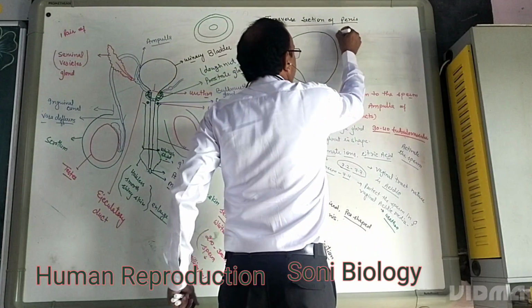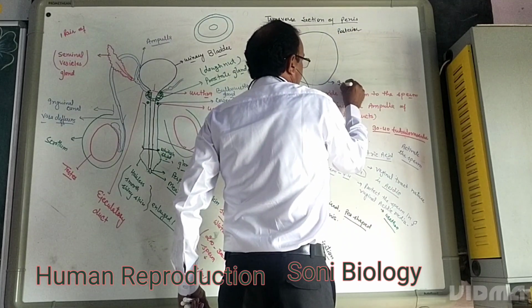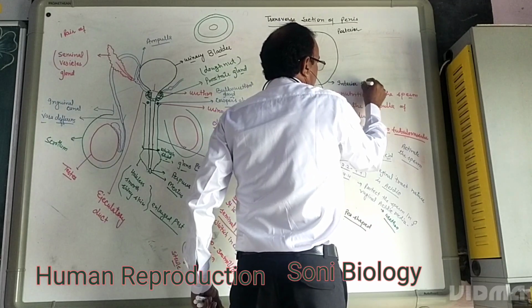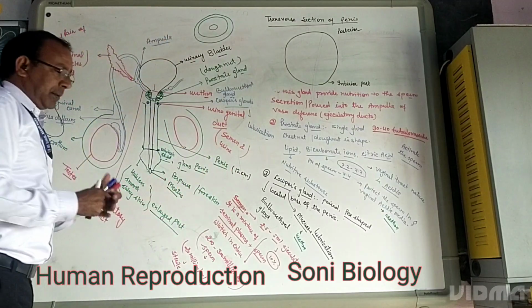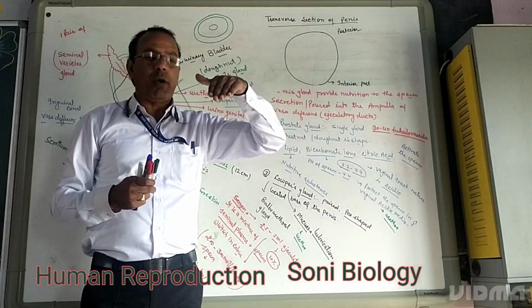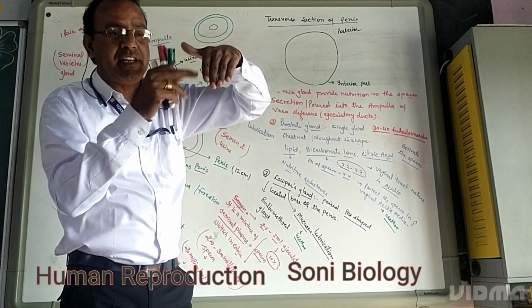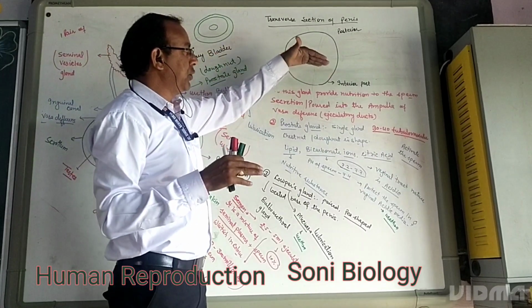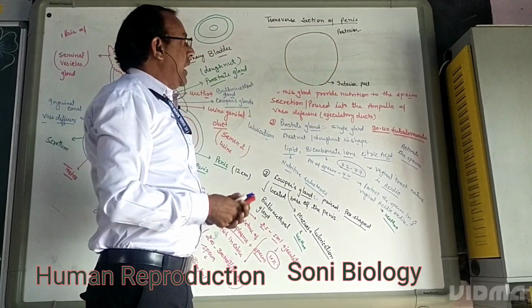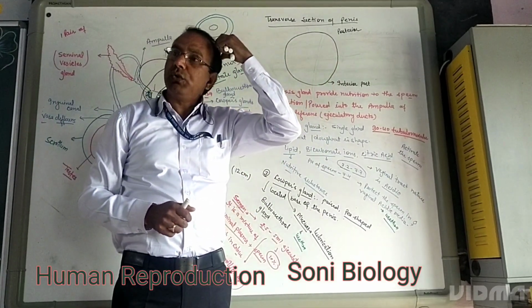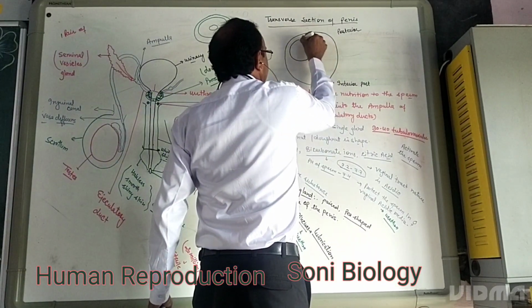So this is the posterior part and this one is the anterior part, at the time of erection. It means before copulation, the penis remains limp, and in the limp state this one is anterior and this one is the posterior. But during erection, this part becomes anterior and this one is the posterior. At the posterior end, there are two cylindrical structures present.